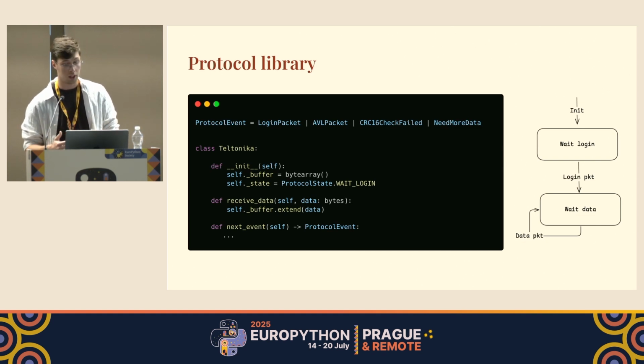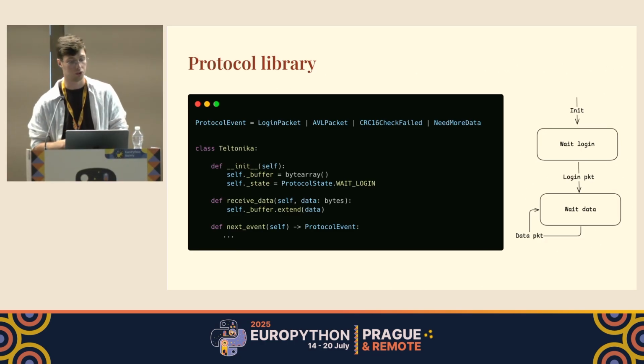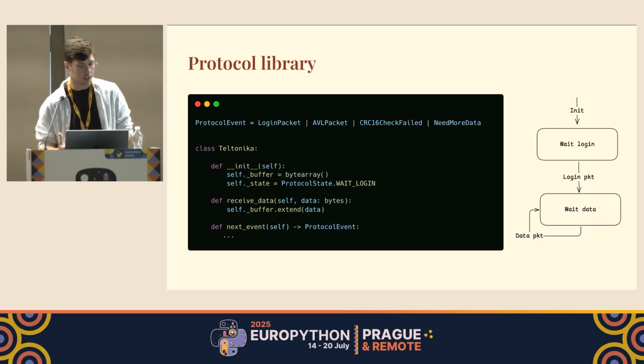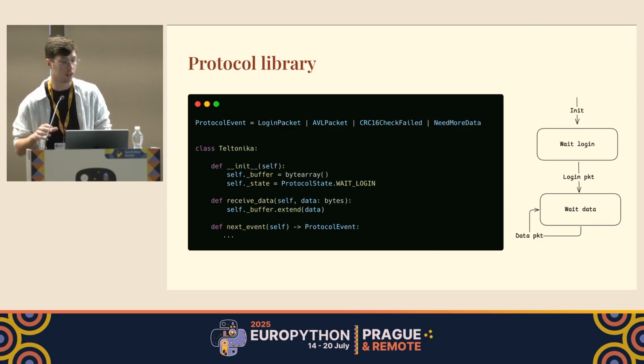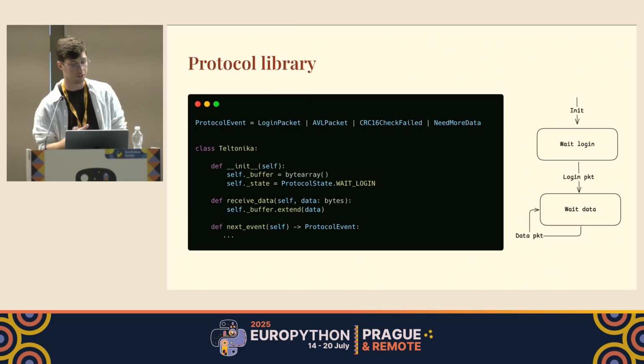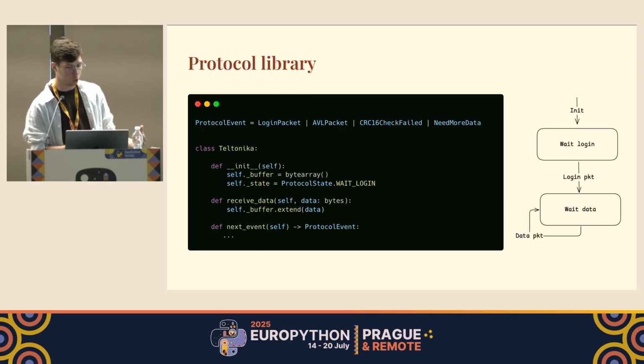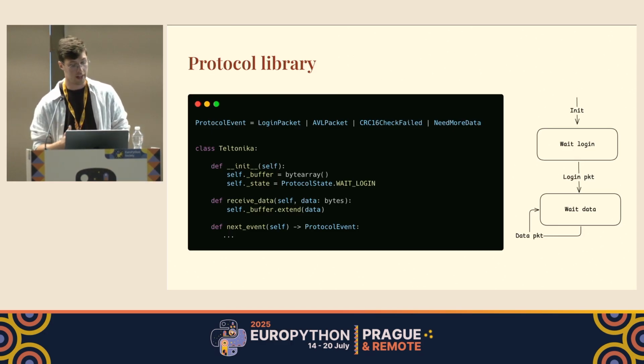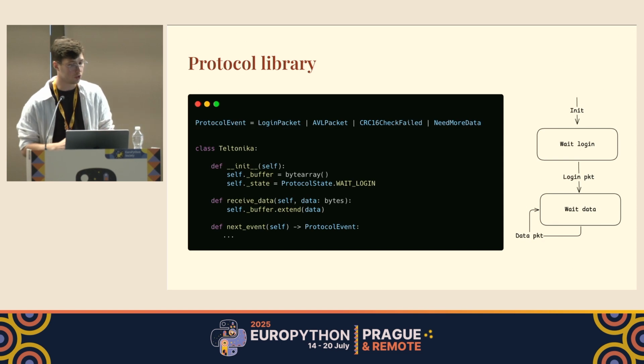And for this, we can say that if the data packet comes before login, it is actually an invalid way of interacting with our server. So we need to create a class that can also keep internal state, and we can implement it like this. So we have some internal buffering, and we have a state which we can use to identify at which point of communication we are now. And we expose a method next_event, which the users of this protocol library can call to extract events from, let's say, our buffer.